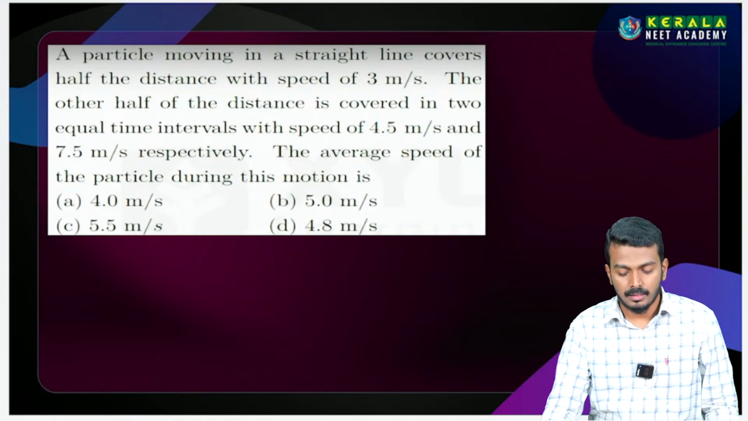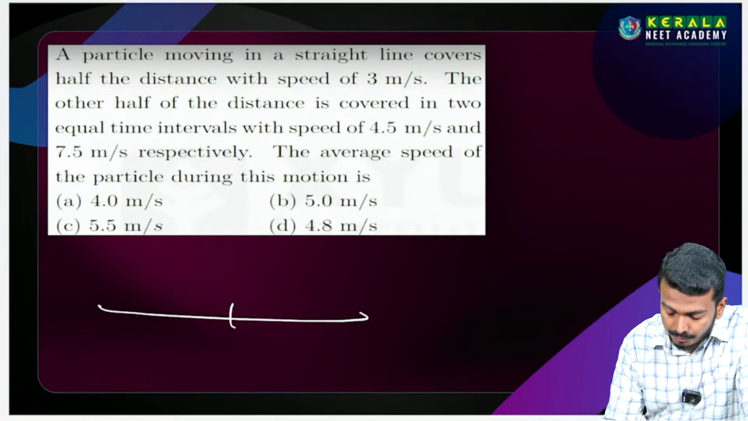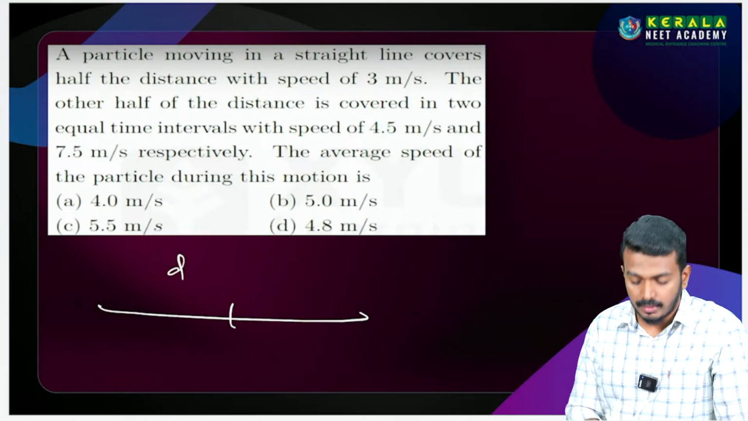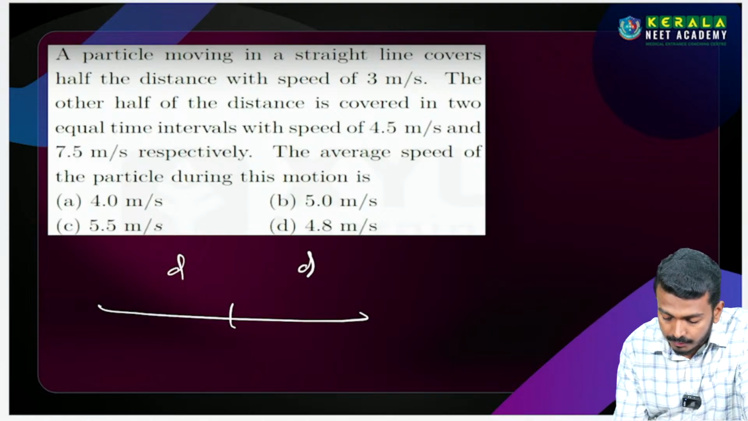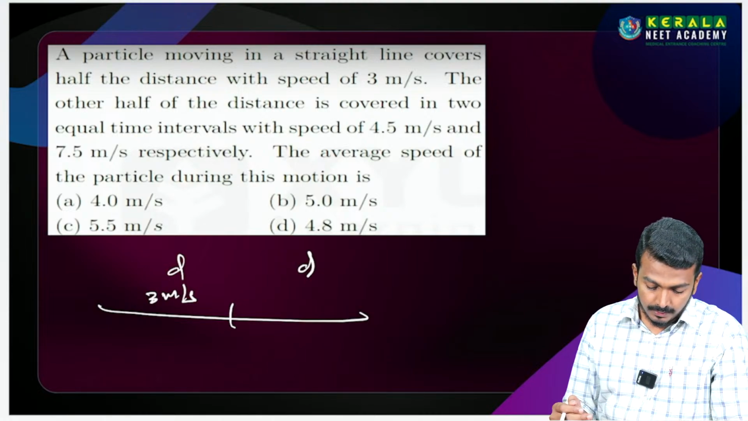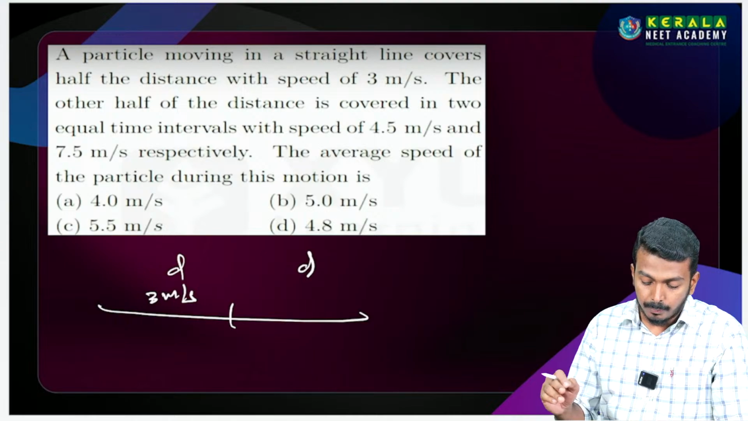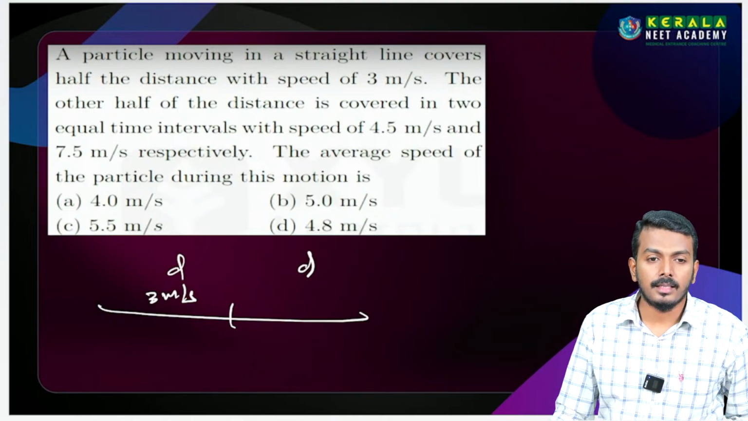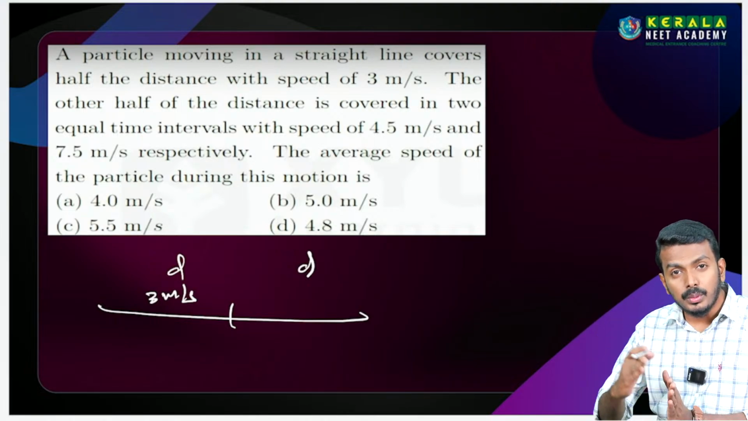Okay, take the total journey. Half of the distance means you have to divide the total distance into two equal intervals: first interval d and second interval d. In the first interval it travels with what velocity? Yes, 3 meters per second, given in the question. Then the other half of the distance is covered in two intervals with 4.5 meters per second and 7.5 meters per second respectively. What is the meaning? The other distance interval you have to divide into two time intervals.